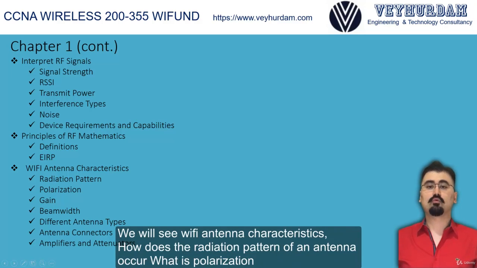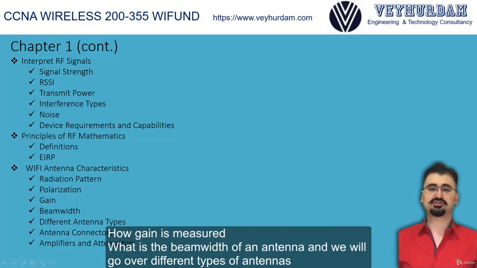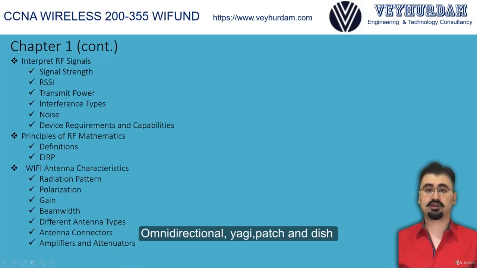We will see Wi-Fi antenna characteristics. How does the radiation pattern of an antenna occur? What is polarization? How is gain measured? What is the beamwidth of an antenna? And we will go over different types of antennas: omnidirectional, Yagi, patch, and dish.